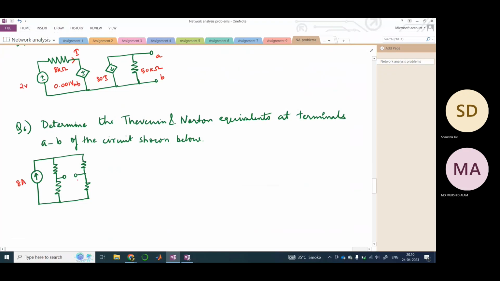This is 8 ampere. This is terminal AB. This is 10 ohm. This is 20 ohm. This is 40 ohm, and this is 50 ohm.